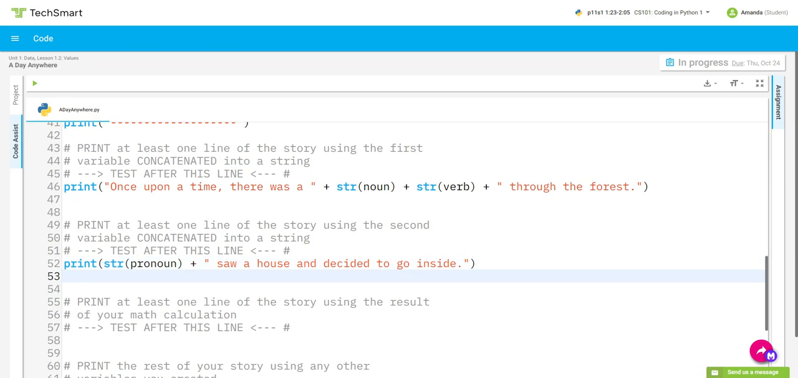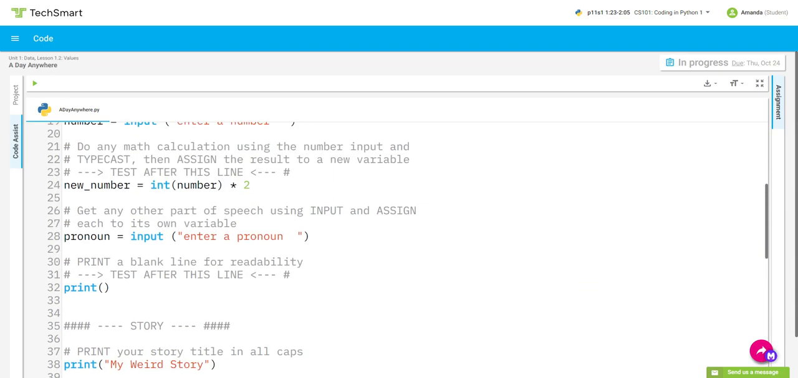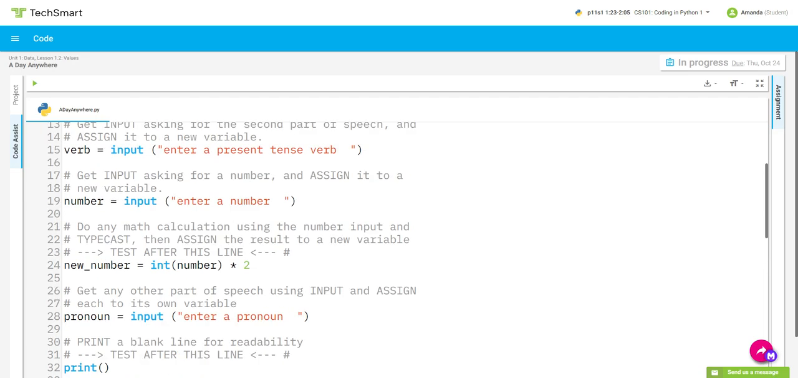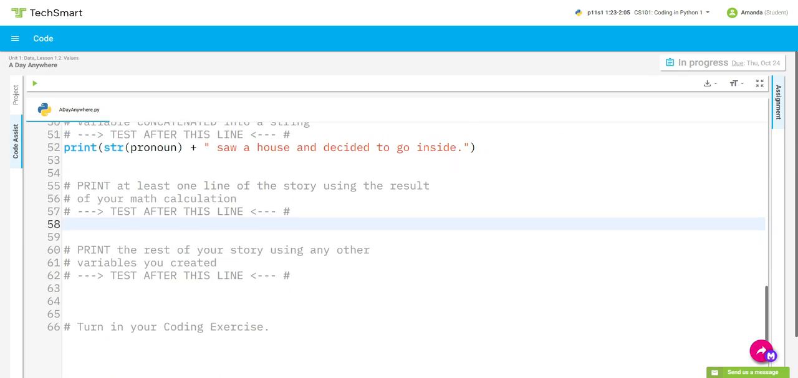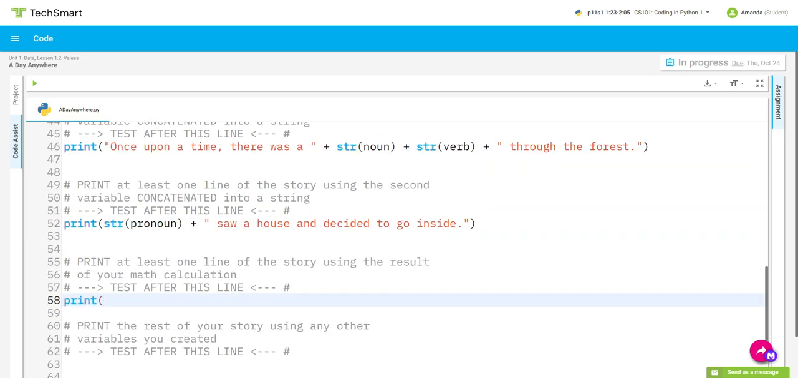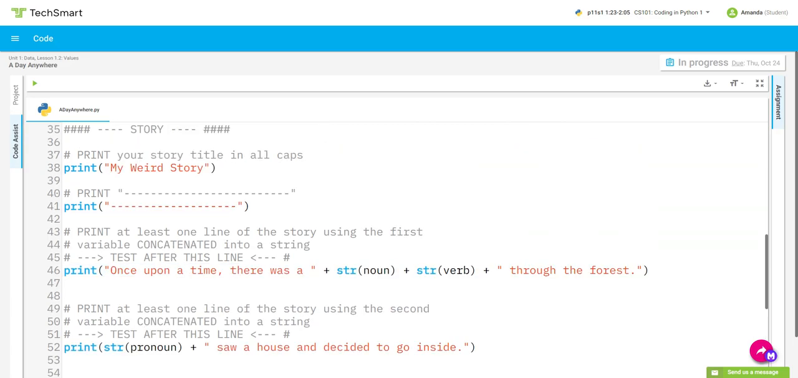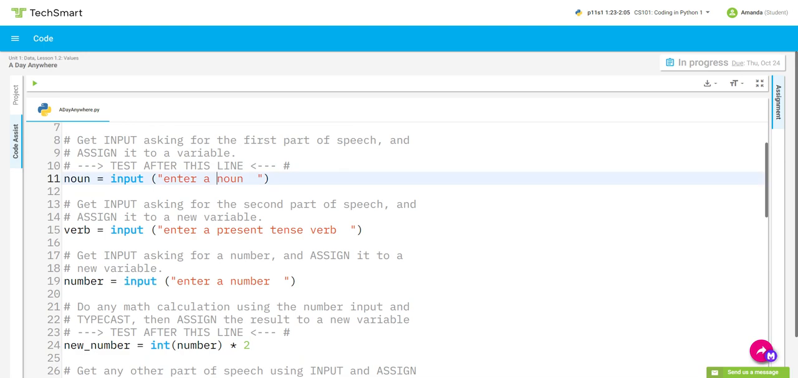Okay. So now I use my pronouns, and now the only thing I haven't used is my number and my new number. Okay. So now I'm going to go print, parenthesis, and if you haven't figured it out, I'm kind of working off of Goldilocks and the Three Bears. So walking through the forest, saw a house, went inside. And I'm going to go when, and here's where I kind of need that to be a proper noun still, because I kind of need the name.